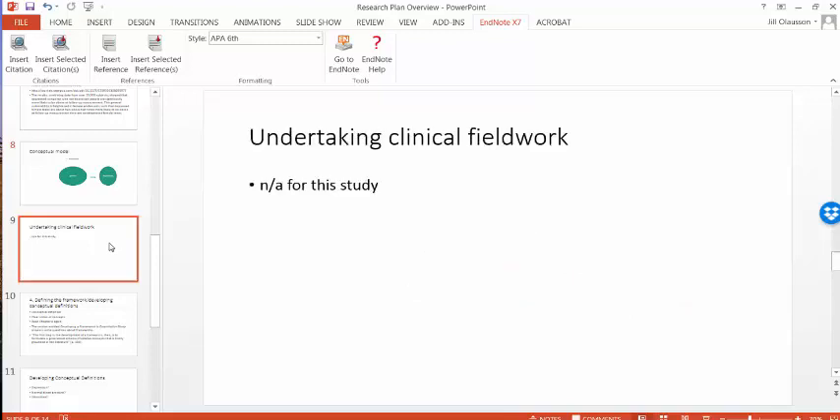So the next step, Polit and Beck say in their phase 1, is undertaking clinical field work. Well, for this we're not really going into a field. We're not doing a nursing intervention. We're not doing health promotion. So we're not going to go into a field and look at these items. We're just looking at the relationship between variables.